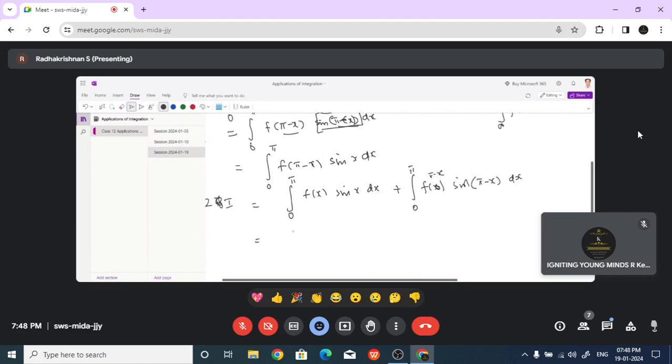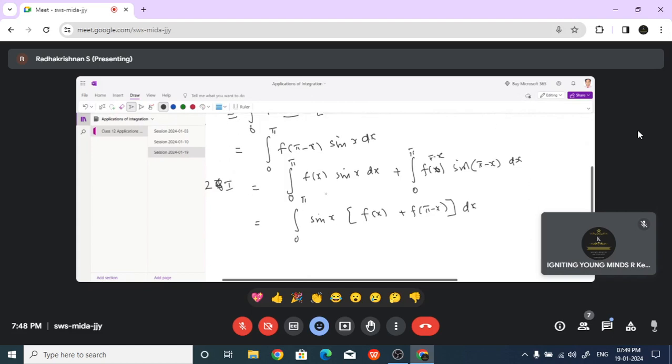So this will be integral 0 to pi sin x into f of x plus f of pi minus x. But what is this given as, f of x plus f of pi minus x? This is given as pi square. Yeah, it's given in the problem that this is equal to pi square. Therefore, this becomes integral 0 to pi. So we can take pi square out. Sin x dx.